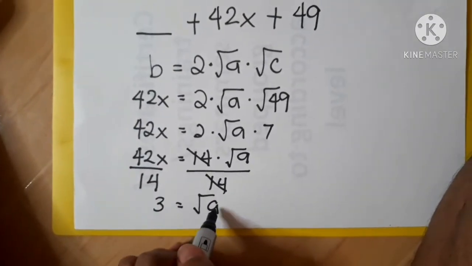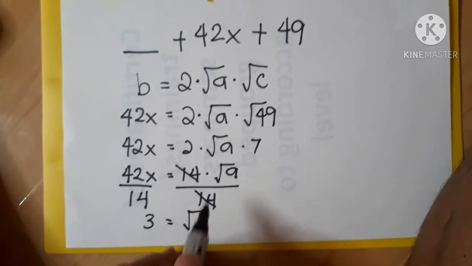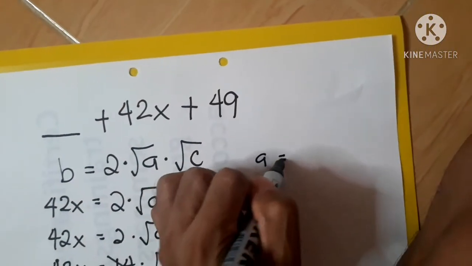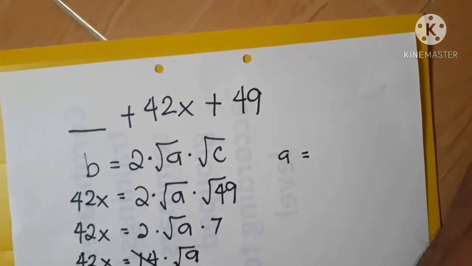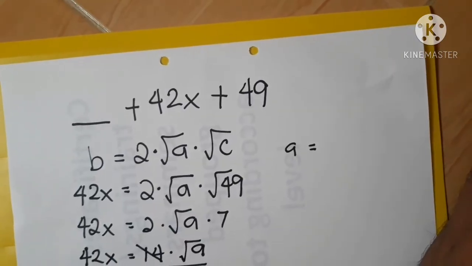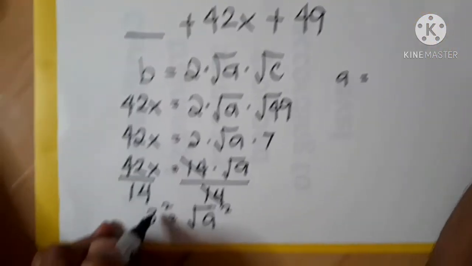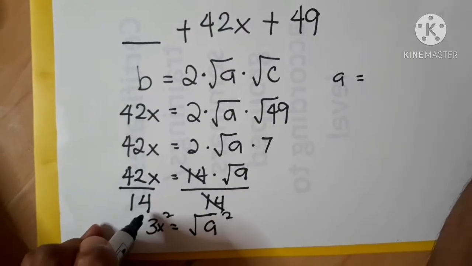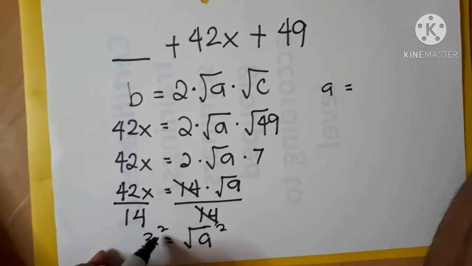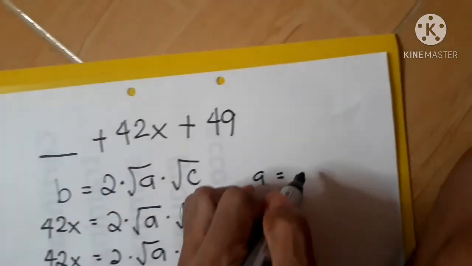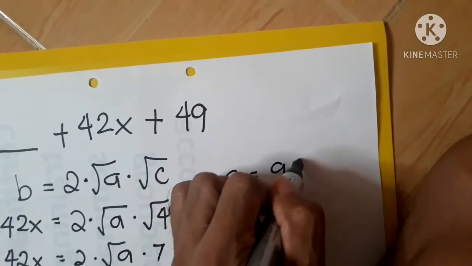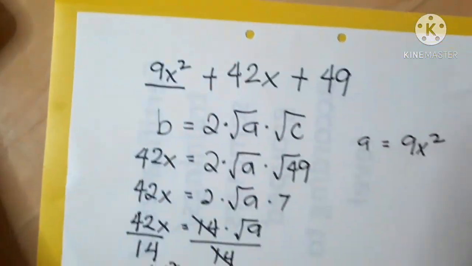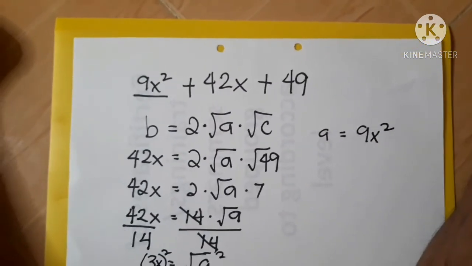This one is not yet the value of A. Squaring both sides will give you the value of A. Sorry, there should be an x here. 42x divided by 14 is 3x. Squaring both sides, we have the value of A, which is 9x squared. So the term is 9x squared.